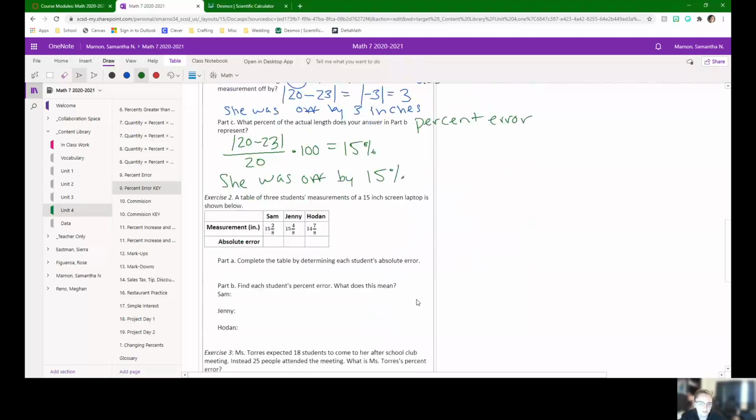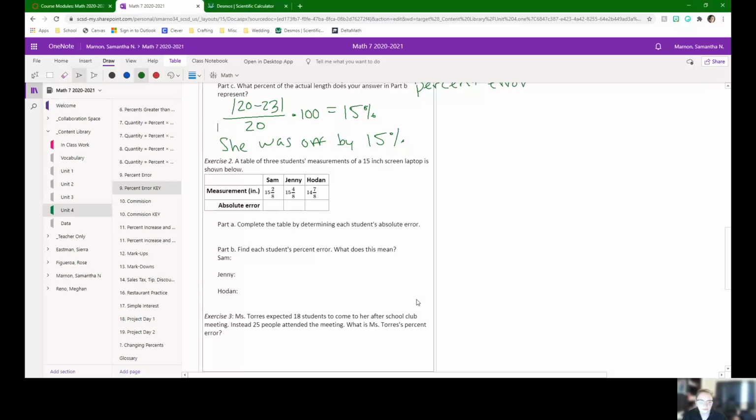So exercise 2. A table of 3 students' measurements of a 15-inch screen laptop is shown below. So part A says complete the table by determining each student's absolute error. So we can take 2 seconds and we can all fill this in. So figure out what the absolute error is by subtracting from 15 and taking the absolute value. Okay, so hopefully you figured out how far away it is from 15 and you did all of these absolute errors. So let's fill this in.